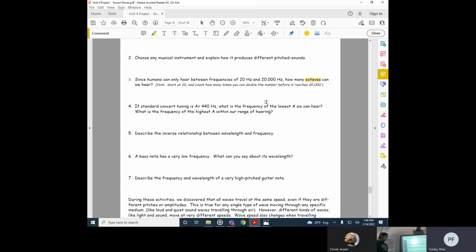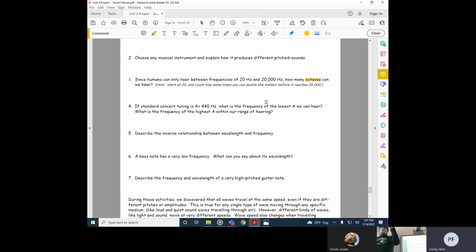Now look at the question, number 3. We can only hear between 20 hertz and 20,000 hertz, right? So how many octaves can we actually hear? Well, let's start by doing this. 20 is the first octave, right? Can we hear 20? Divide by 2. What do you get? Can you hear that octave? No, so we ignore the 10, huh?